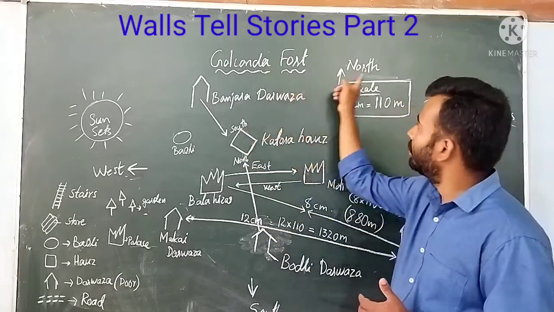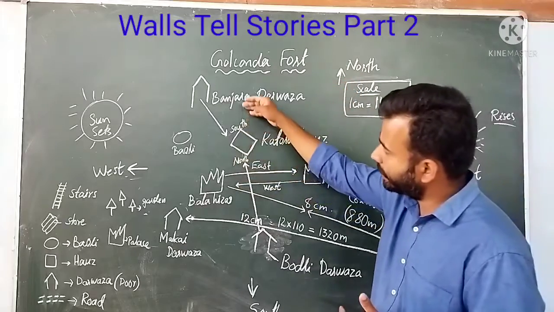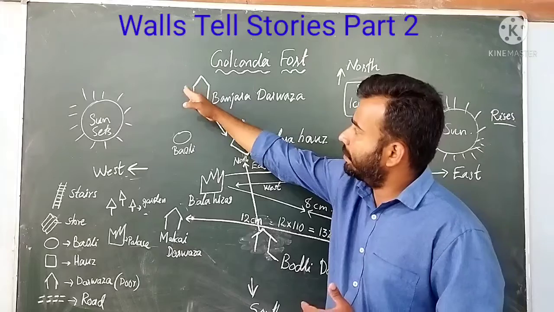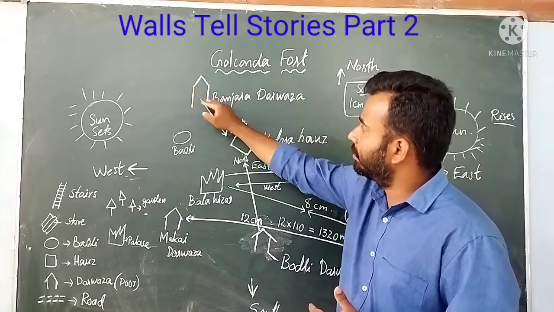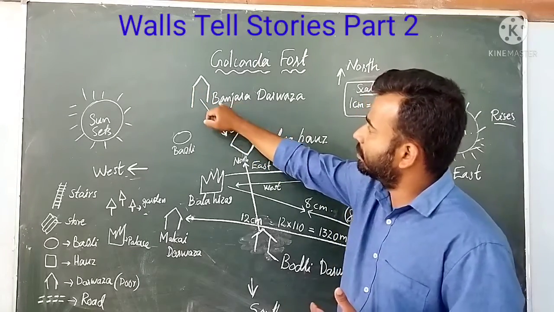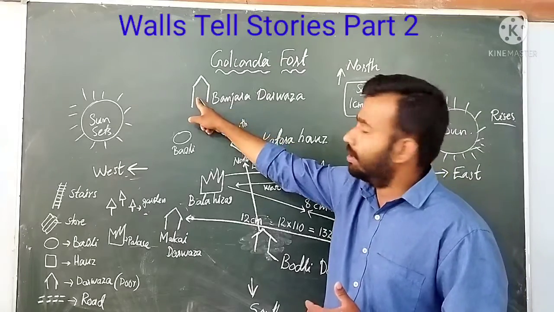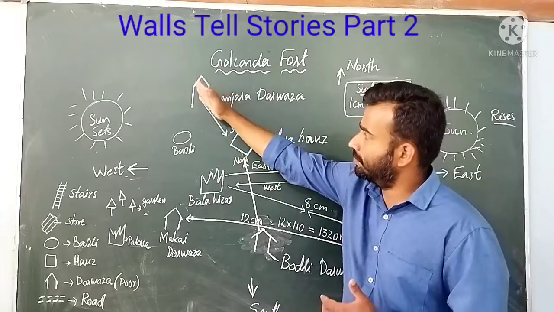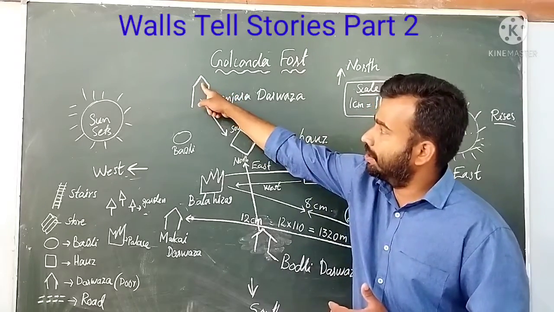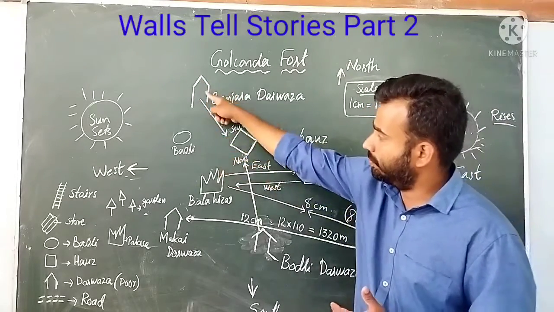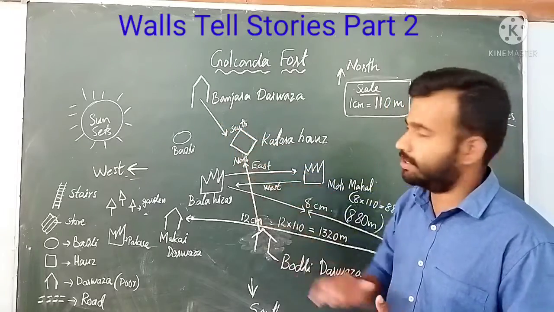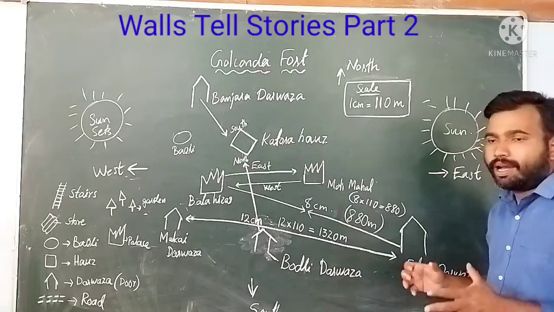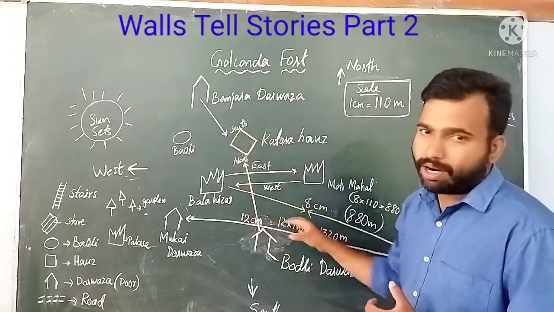Towards the north direction. And imagine you are entering from Banjara Darwaza. In which direction will you have to move to reach Katora house? You will have to move towards the south direction in order to reach the Katora house. I hope you understood this particular part.